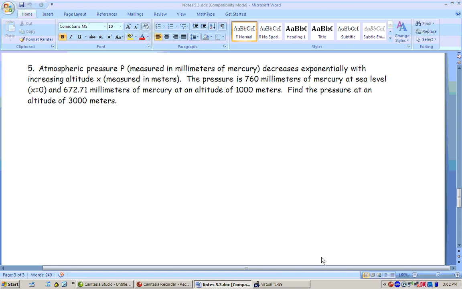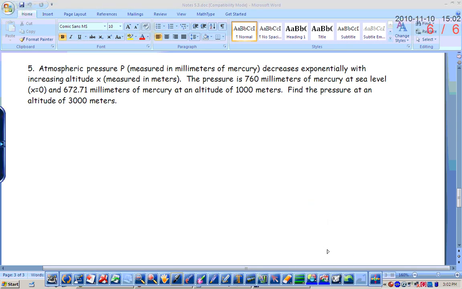Okay, number 5 is kind of cool because it's a little bit of a twist on this. Atmospheric pressure, P, decreases exponentially with increasing altitude, x. Most of the examples that you're going to do deal with time, but time is not part of this problem. If it does deal with time, then you know that time is your independent variable, and you're using the formula y equals c e to the kt.